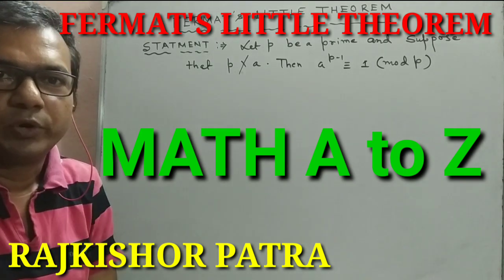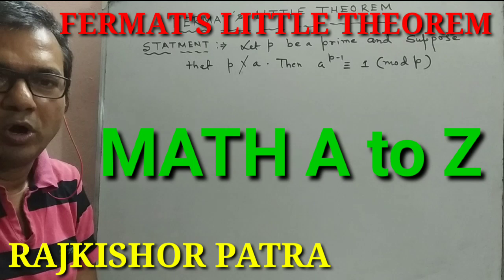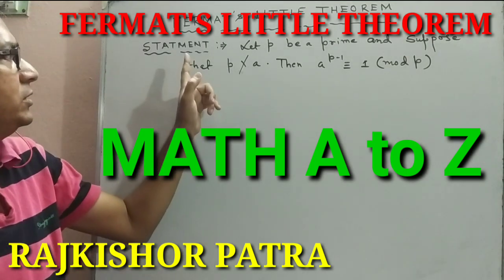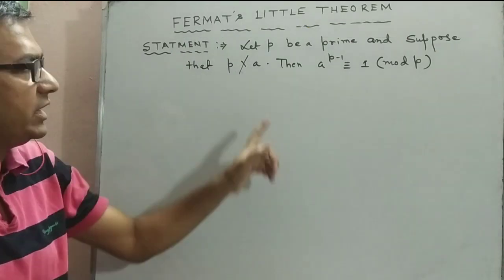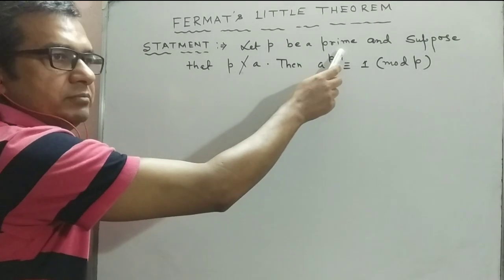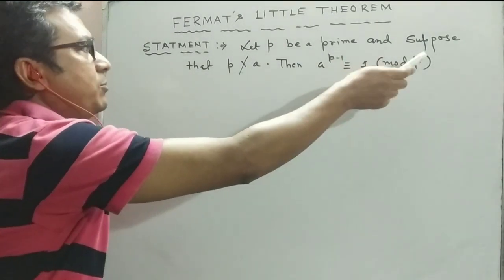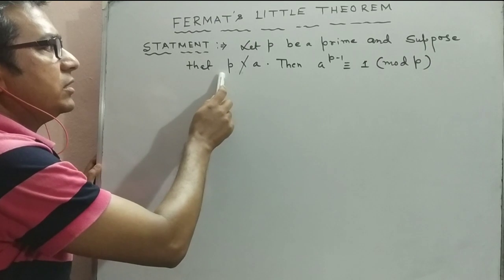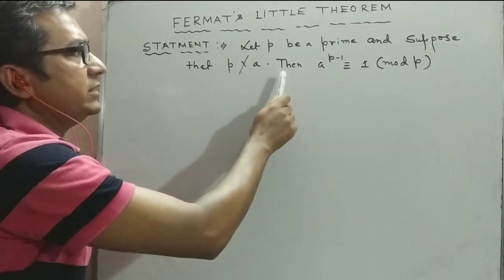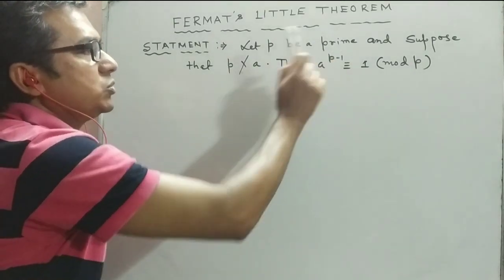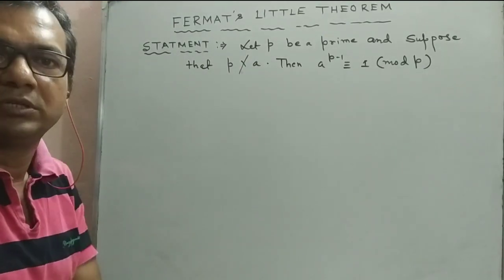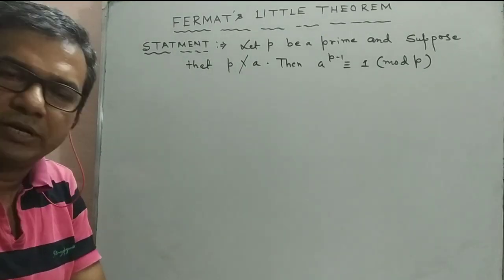Let's start with the statement of this theorem. The statement is, if p is a prime and suppose p does not divide a, where a is any integer, then a to the power p minus 1 is congruent to 1 mod p. This is Fermat's little theorem.